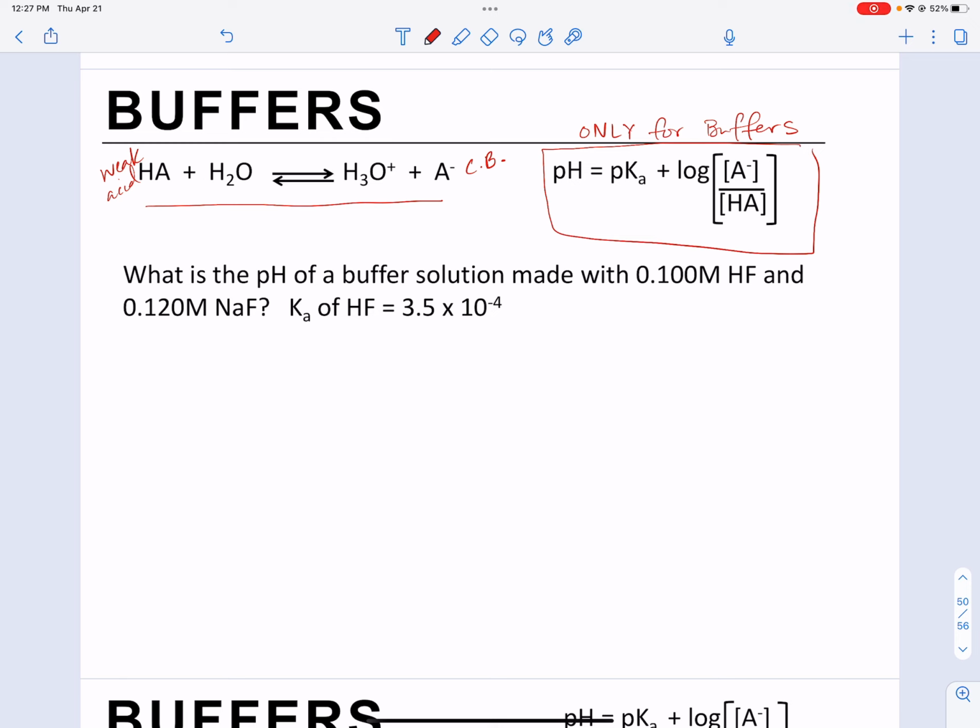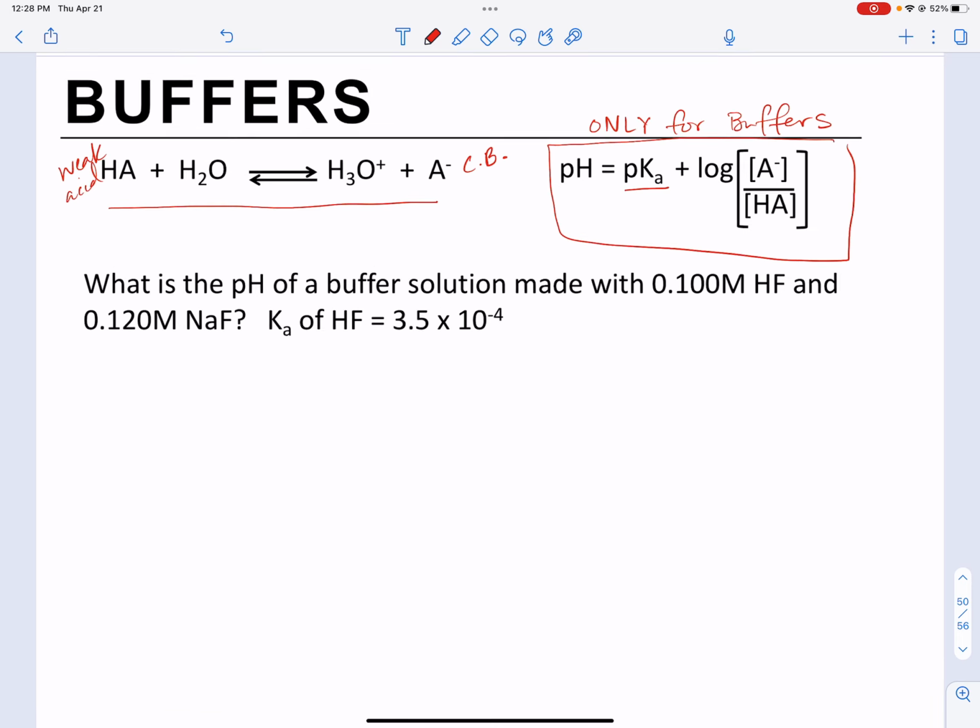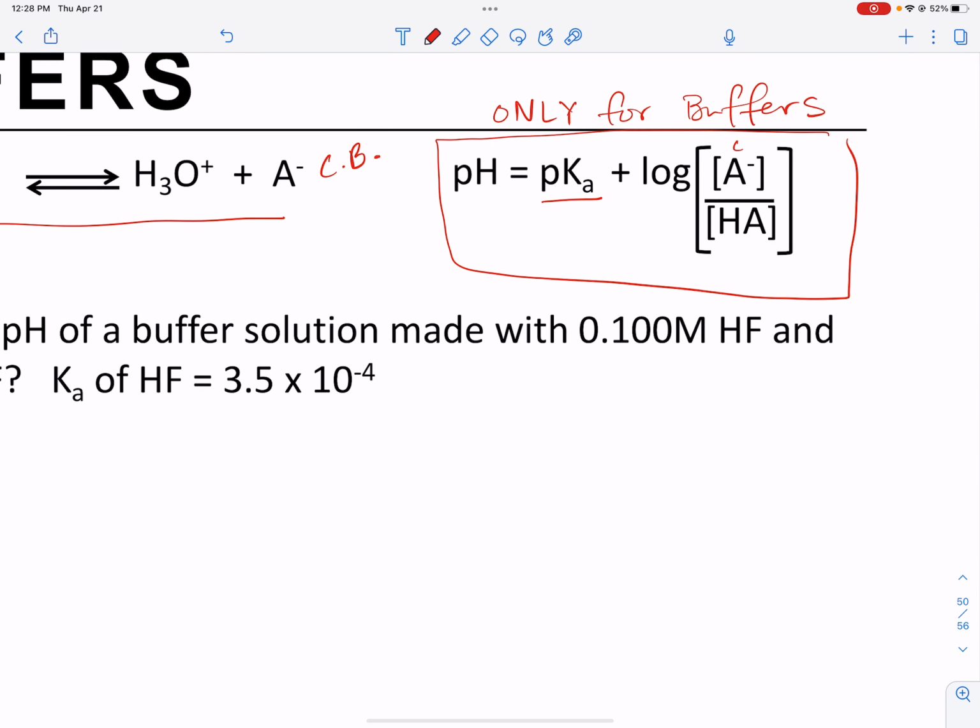So it says pH equals pKa. Okay, so pKa is just the negative log of Ka, any Ka value, plus the log of the concentration of A minus, which we labeled as our conjugate base, so that always goes on top, and then over the concentration of the weak acid, and that always goes on bottom.